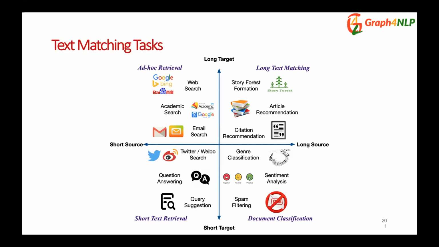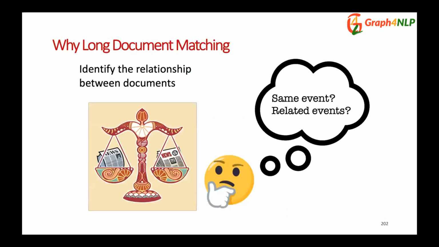Then we have ad hoc retrieval, which takes a short query as input and outputs a long document list. We also have short text matching, for example question answering, matching questions and so on. And for document classification and sentiment analysis, you input long documents and output short labels. Here, our core task is to identify the relationship between two news articles, which is just like classifying whether they are talking about the same event or two related events.